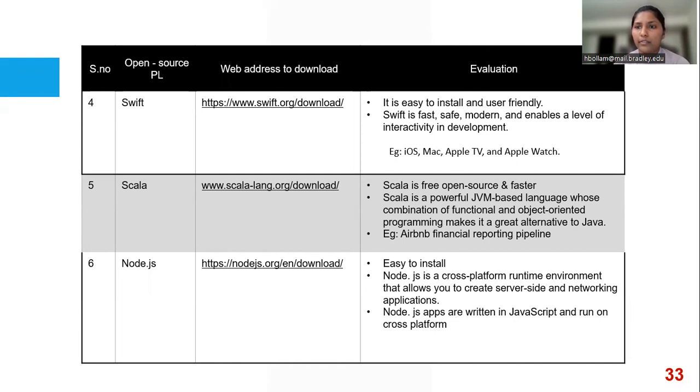And the next is Scala. Scala is free, open source and very fast. Scala is also a JVM based language, and due to the fastness of its execution, Scala is considered a new alternative to Java. For example, recently Airbnb started using Scala for their financial transactions, so as to control their huge traffic regarding the transactions.